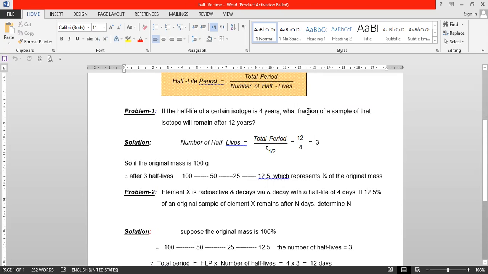Here what he needs, what fraction, meaning what mass will remain, but he did not give you the original mass. If he didn't give you the original mass in the problem, you will suppose that the original mass is 100 grams. So after 3 half-lives, each time you will decrease the mass to its half value, 100 divided by 2, 50, 50 divided by 2, 25, 25 divided by 2, 12.5. So the remaining mass is 12.5 grams.